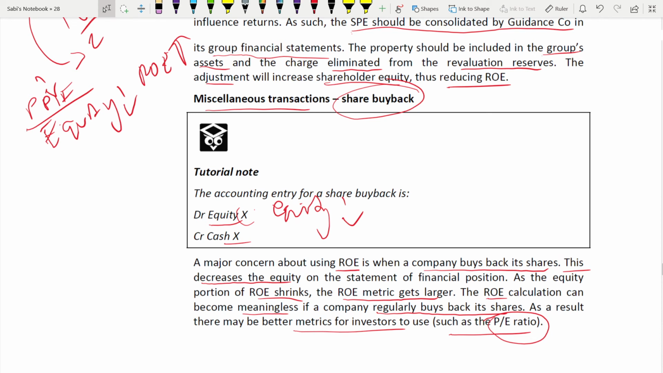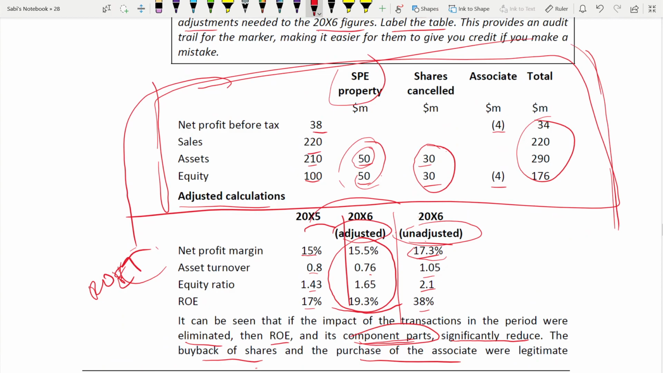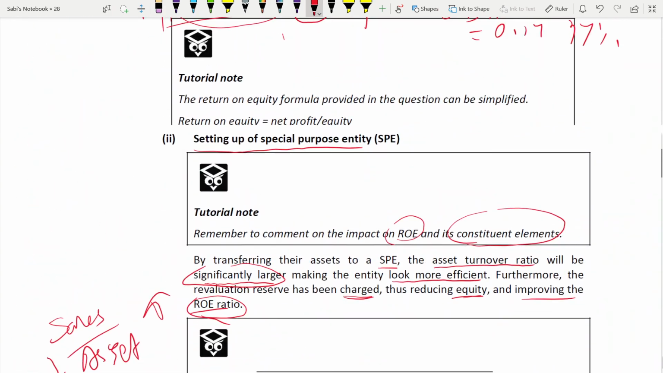So when equity is going down, ROE will increase. So you need to eliminate that impact. That's why you are adding that 30. Okay, and coming to the SPE, that 50 million here.